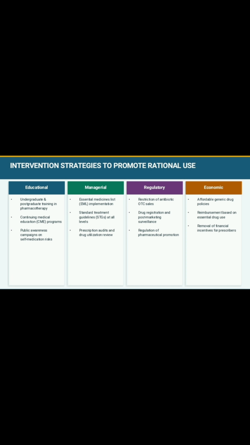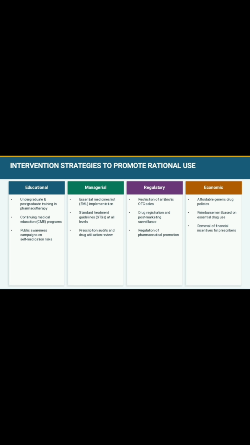Next are intervention strategies to promote the more rational use of medicine. It is very important to use drugs rationally. WHO, the World Health Organization, gives 12 keys for intervention for rational use of medicine. Some are educational, some are managerial, some are regulatory, and some are economic. First is educational intervention. It gives proper training. The first point is to give proper training to the medical staff.